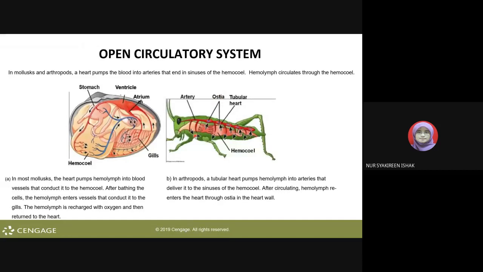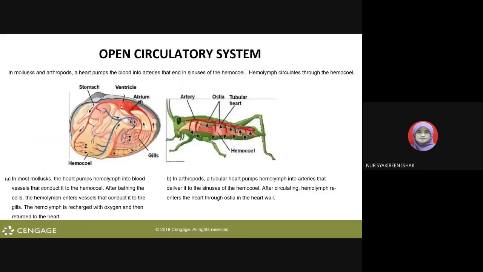So the same goes for the mollusk. As I've explained, in most mollusks, the heart pumps hemolymph into blood vessels that conduct it into the hemocoel. Hemocoel is the body cavity. After bathing the cells, the hemolymph enters the vessels that conduct into the gills. So the hemolymph is recharged with oxygen and then returned to the heart.